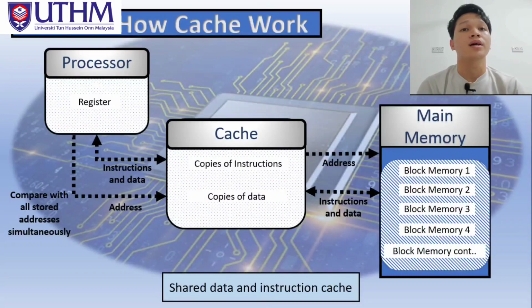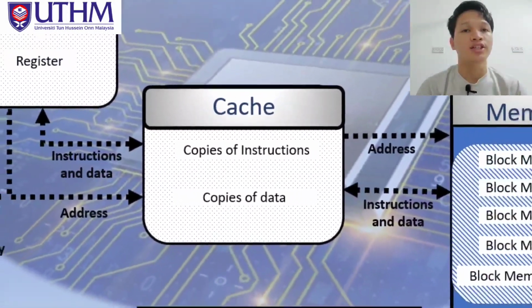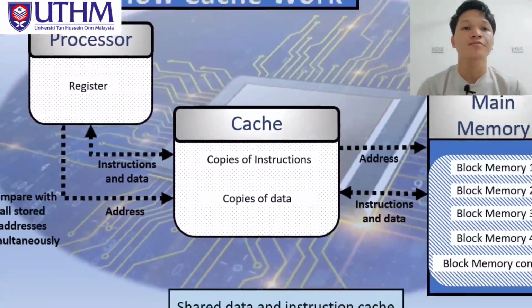Now I will present how the cache process works with these three main elements: the processor, cache and main memory. This is a figure of how the cache process works with shared data and instruction. This is called shared data because we can see at this block it shares instruction and data to transfer back and forth from the processor to the cache.